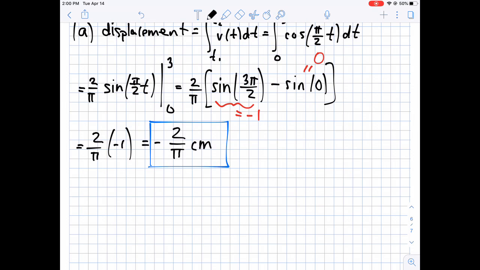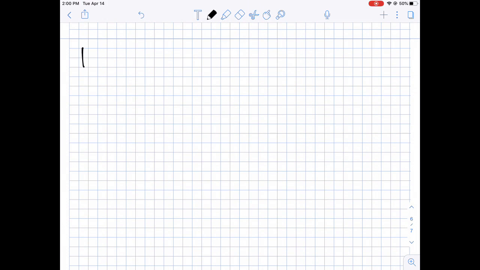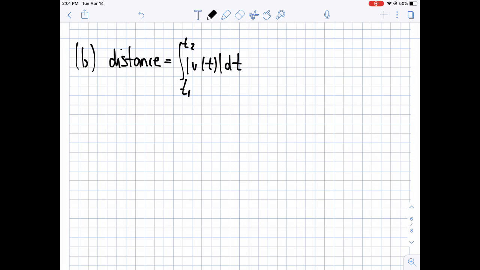Now, let's take a look at part B. So for part B, we're looking to find here the distance. Okay. Now for distance, we're going to use a slightly different integral. We're going to be looking at the integral from t1 to t2, not of velocity, but instead of the absolute value of velocity. Okay. Now we know that we should be thinking of the absolute value as a piecewise function.